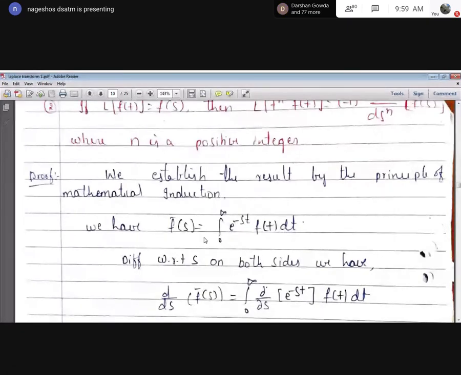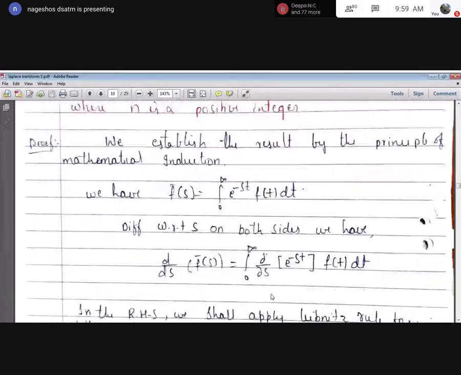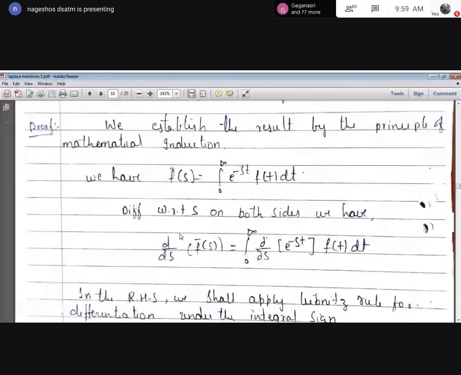Now, f bar of s is nothing but this. F bar of s is integral from 0 to infinity of e power minus st f of t dt. Differentiate with respect to s on both sides. D by ds of f bar of s. If the derivative goes inside, then the ordinary derivative changes to partial, that will become dou by dou s.